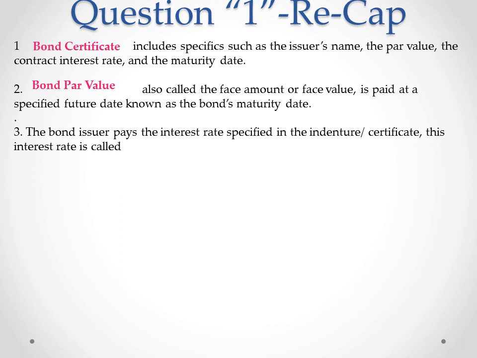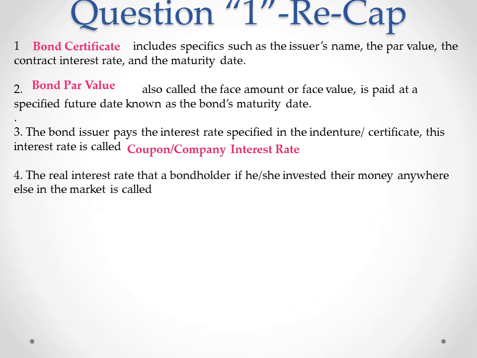Number 3. The issuer pays the interest rate specified in the certificate. This interest rate is called. So when I buy the bond, I will agree with the company on a certain interest payment that I will receive. This interest is calculated based on an interest rate that we call the coupon interest rate. So this can be equal to the market interest rate or can be higher or lower than the market interest rate.